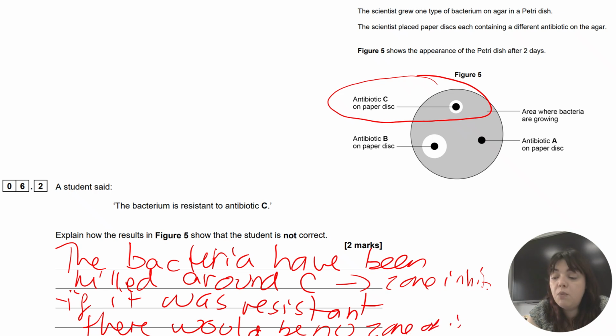When I was marking this, a lot of pupils were just saying, oh, there's a zone of inhibition. Great, you've described that to me, but you then have to tell me what that means. That's what the explain means. So there is a zone of inhibition. Why does that prove that the student is not correct? Just double check that you have done that in this exam, that you said, oh yeah, there's a zone of inhibition, the bacteria have been killed, there's a clear zone around the antibiotic disc, which is fine, but that means that if it was resistant, that would not be there because the antibiotic would not be killing the bacteria.